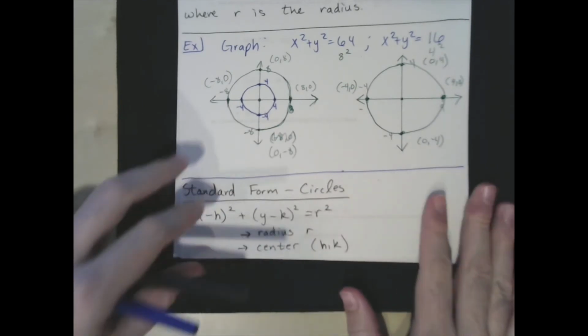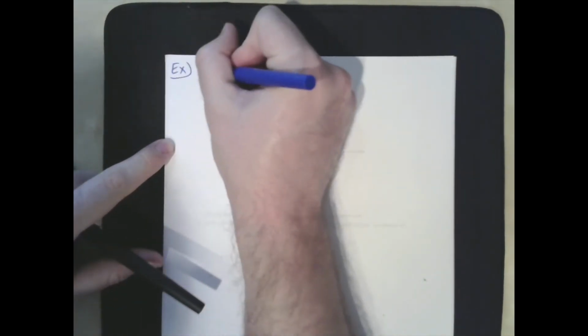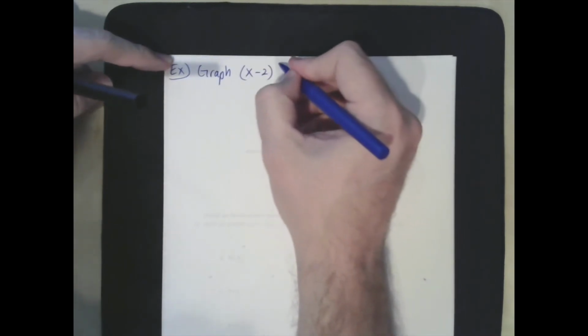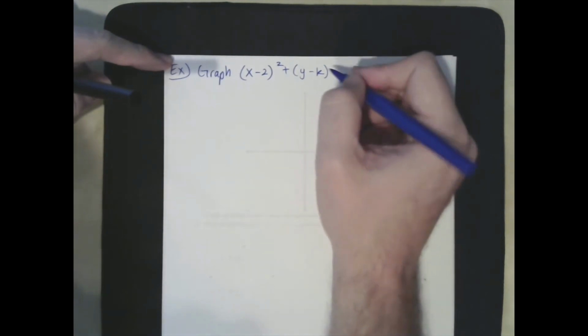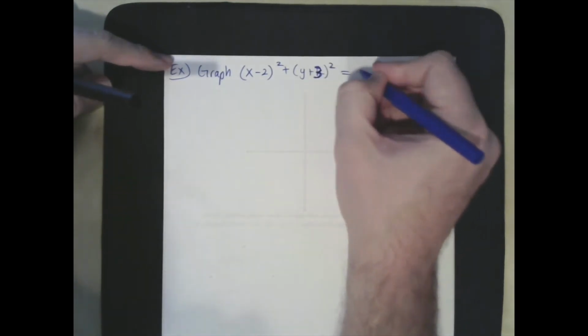So let's take a look at an example of that to see what I mean. And I'm going to cheat. Looks like there's some axes on the back of this page. I'm going to use them. So we are going to graph x minus 2 quantity squared plus y minus k, y plus 3 quantity squared equals 9.